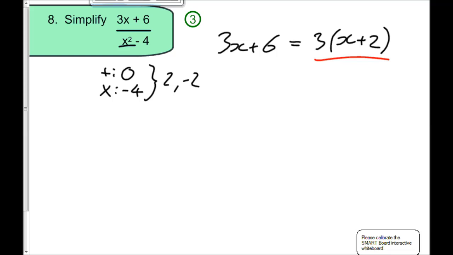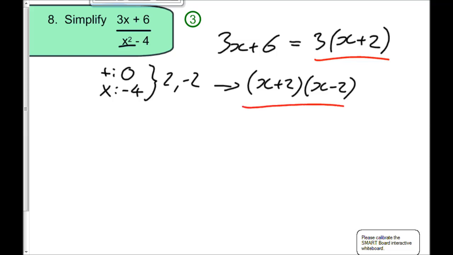Add those together, you get 0. Multiply, and you do get minus 4. There's no coefficient of x squared this time, so that just means that we end up with x plus 2, x minus 2. Now again, you can kind of check at this point if you're on the right lines, because you can see there we've got the same bracket here and here as well. So there's going to be some cancelling down. If they didn't cancel, again, we may have made a mistake.